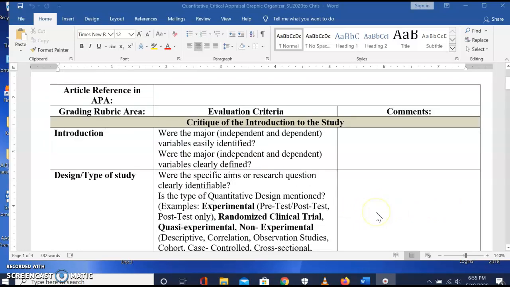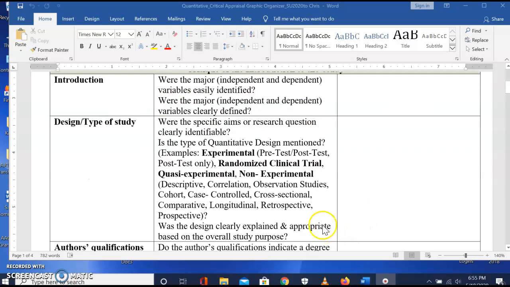Again, just like the qualitative graphic organizer, we're very interested in you knowing what kind of design this is. It's not enough for the researcher to say we did a quantitative research design. No, we need the researcher to tell us exactly what kind of design it was. Was it experimental, non-experimental? Was it quasi-experimental, randomized control trial? We have a lot of different things here for you to be thinking about for these studies.